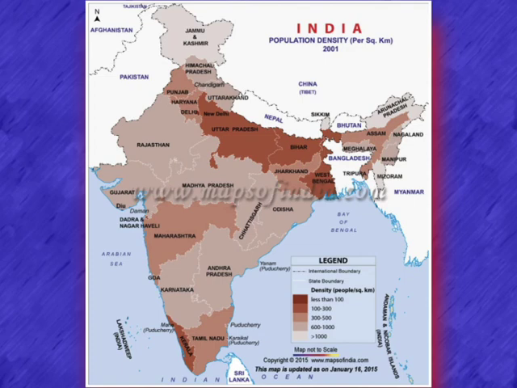It means they have mountains, they have jungles, there is undulating topography, inaccessible areas, hilly regions. That's why the population density of such states is very less.